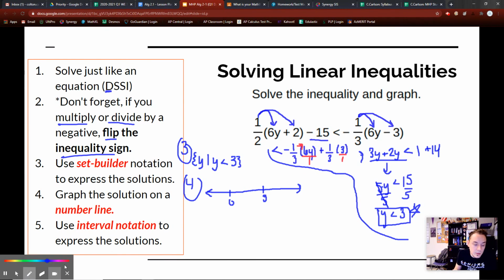Okay, is it equal to? No, it's not. So I'm going to do an open dot. Which side is it pointing? It's actually pointing this way to the left. So that means I'm going to shade everything to the left. Okay, and then let's do 5 in red because it's probably the most important step.